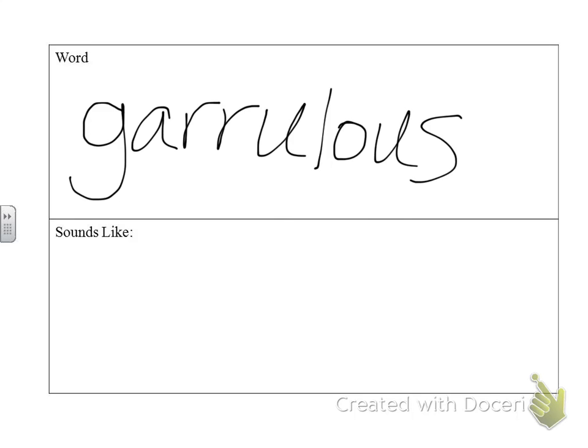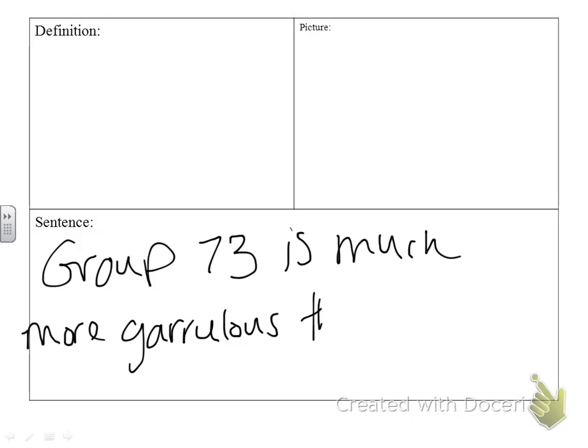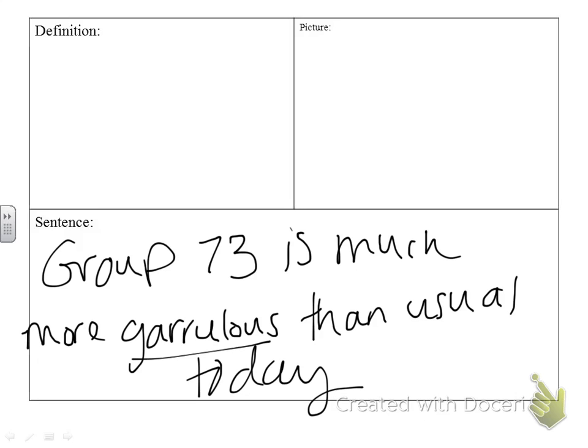All right. You guys ready? Here's your sentence. Group 73 is much more garrulous than usual today. What part of speech is this word, guys?